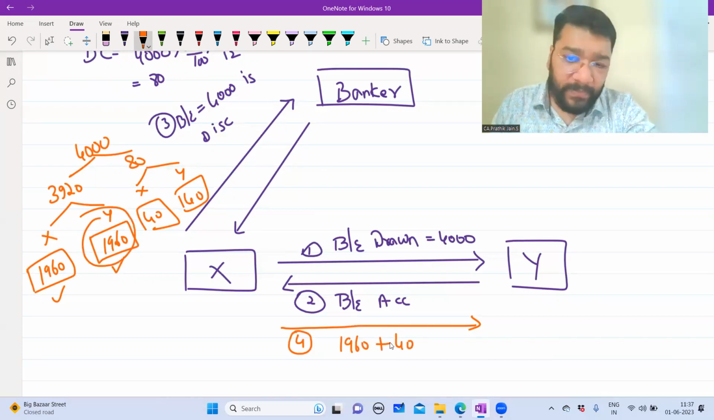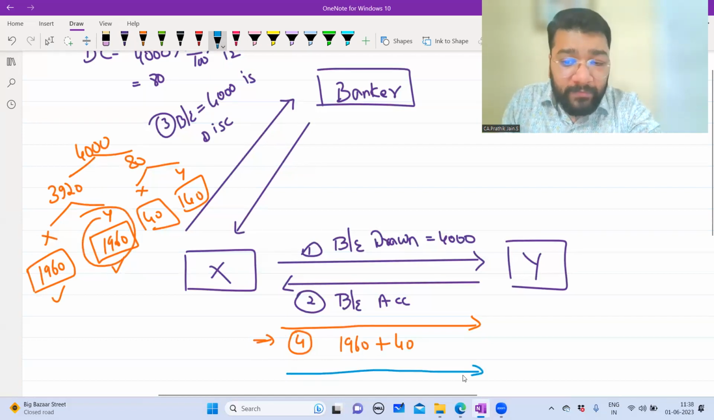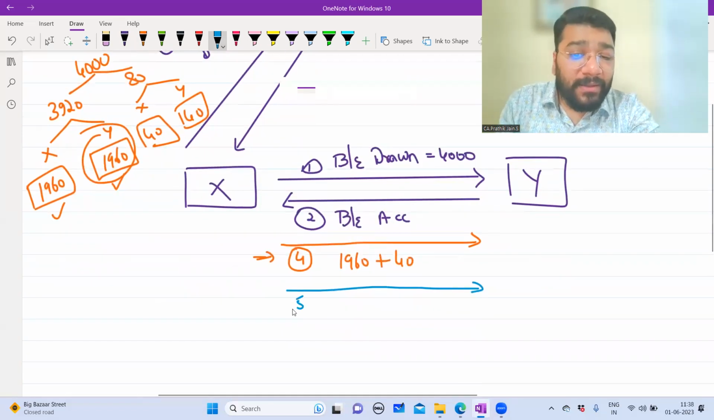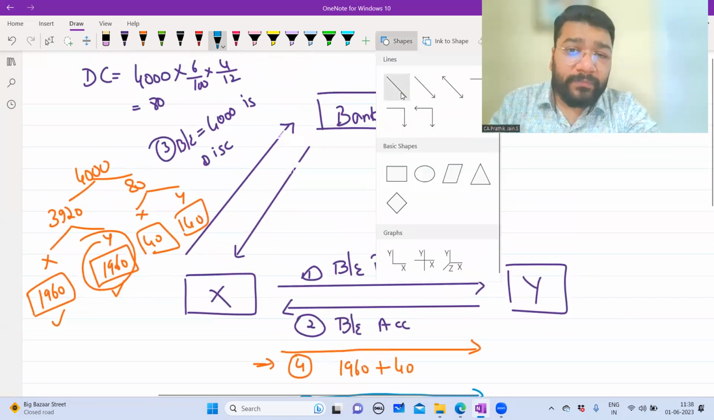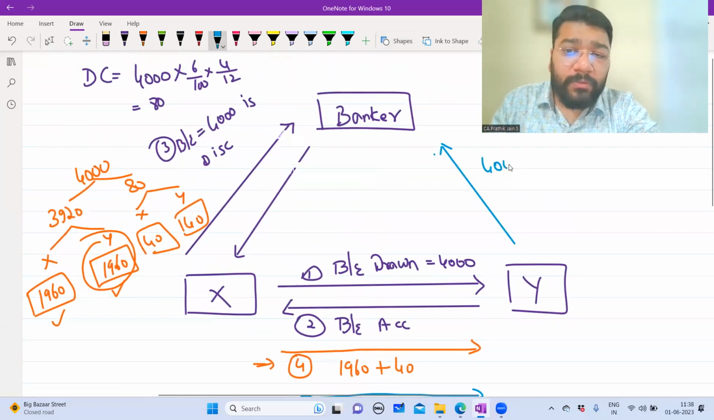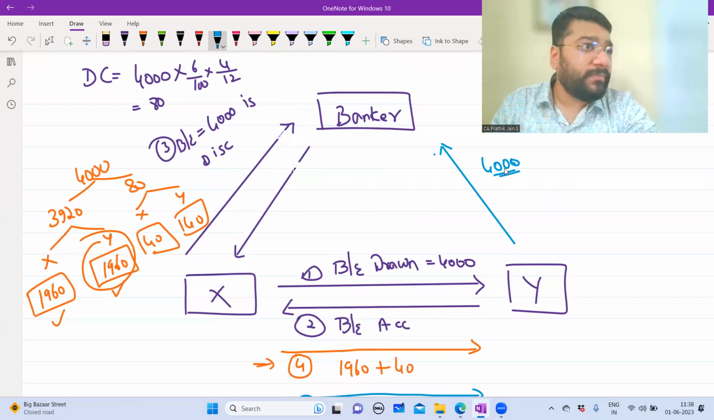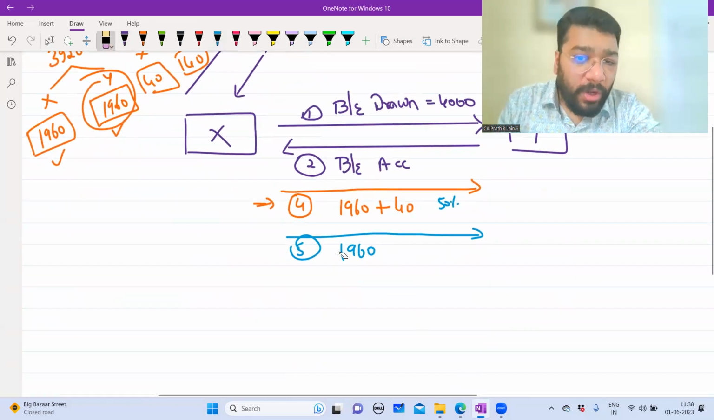Okay, not okay. Now, this is happening on the date of discounting. On the due date, what should happen? X should give balance 1960 to Y. Yes or no? Because Y will have to make the payment of this money to the banker. Y has to make the payment of the full 4,000 rupees to the banker. So he should have the money, no, boss? He already got 50% in the beginning itself at the time of discounting. So the balance is 50%, not 1960. It should be the balance 2,000 rupees.